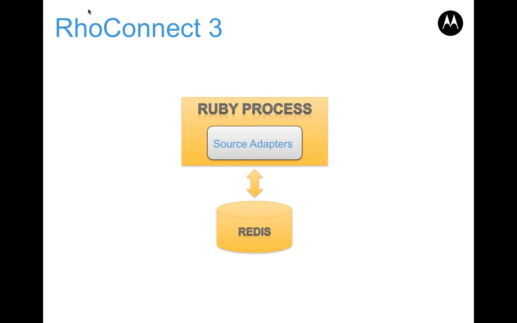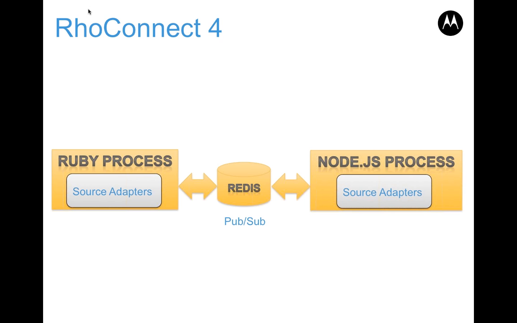What we've done in 4.0 is we've decided to utilize a very powerful feature of Redis called PubSub. What PubSub lets us do is messaging between multiple processes. So in 4.0, we'll have a Node.js process, which contains your JavaScript source adapters, and we'll have a Ruby process, the same one that was in RhoConnect 3, which manages your Ruby source adapters. So you can mix and match if you want to. And the two processes will communicate with each other through Redis PubSub.